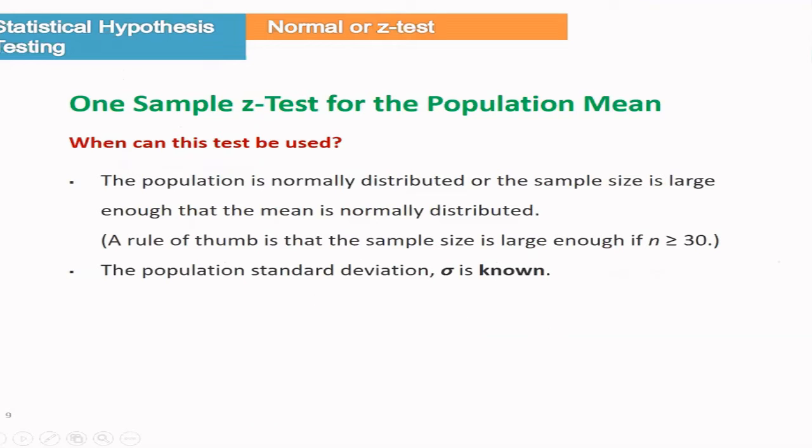So first of all, let us try one sample Z test for population mean. As I told, for the normal distribution, you should know the standard deviation or variance beforehand, and the sample size should be larger than or equal to 30, but better more than 30. This is the rule for one sample Z test. Let us do one example.